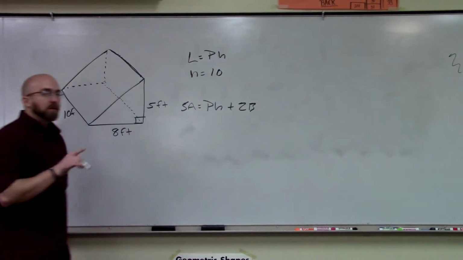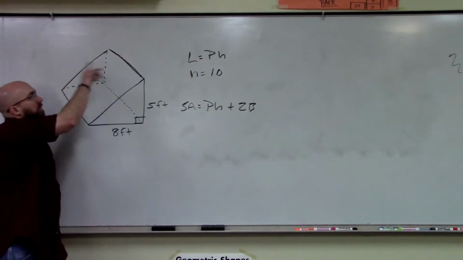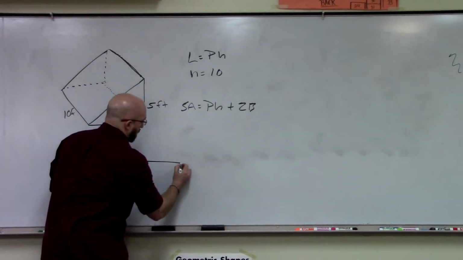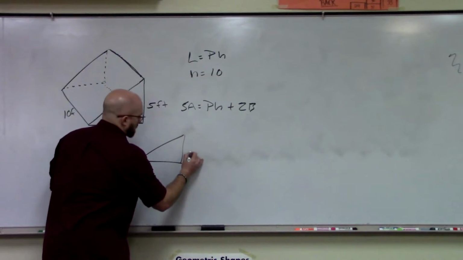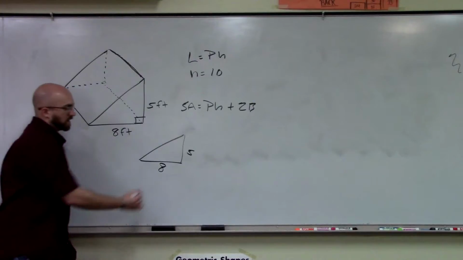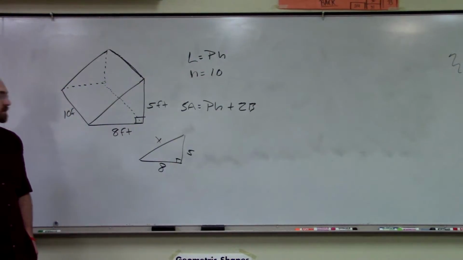Okay. Now perimeter, we need the perimeter of the base. All right, so not the perimeter of everything. We need the perimeter of this triangle. So if you need to, you can draw yourself a little base. That's the base right there. So we need this, which requires the Pythagorean theorem.